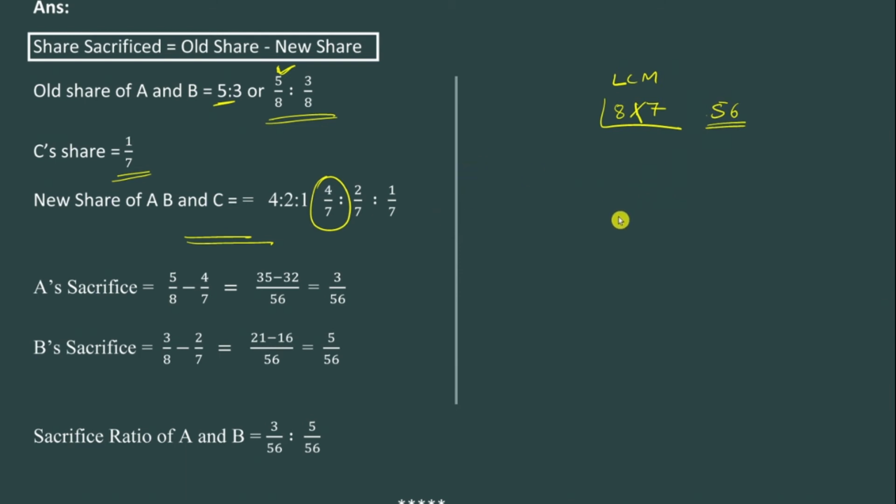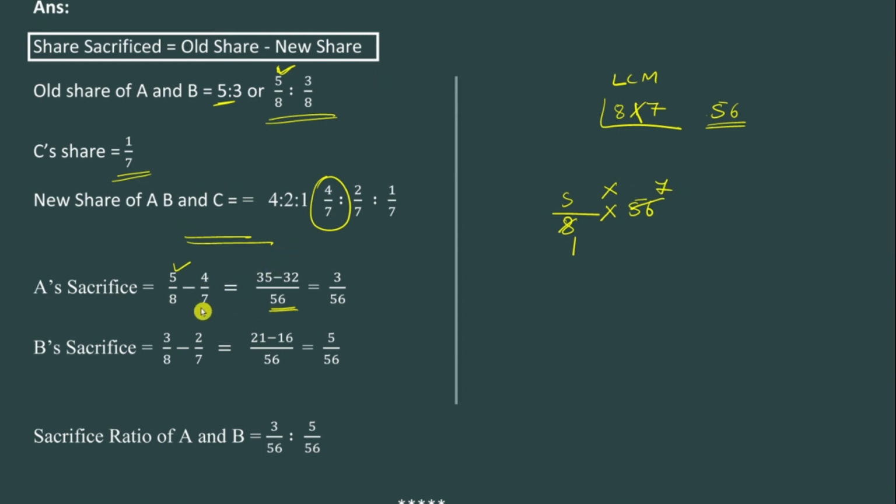Next, the next part is to find the numerator. You just found the denominator, so write 56 here. To find the numerator, take the first fraction, 5/8, into 56. So 8 ones are 8, 8 sevens are 56. Now we are left with 5 and 7. If you multiply 5 and 7, you get 35.